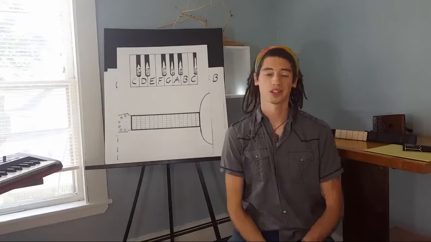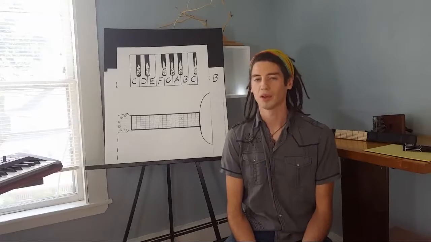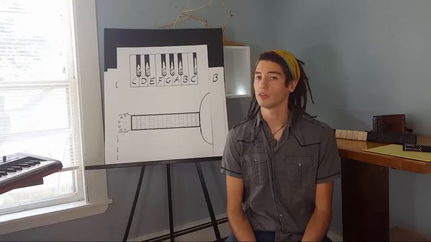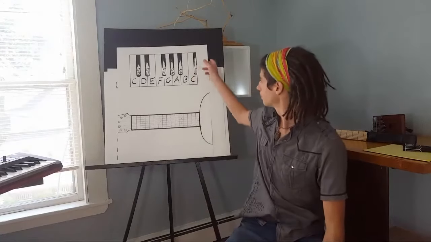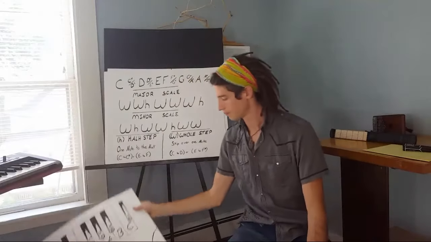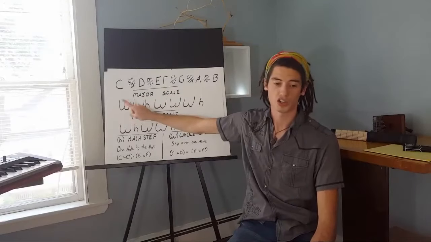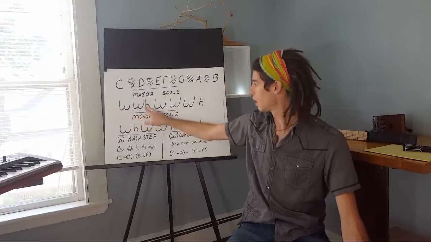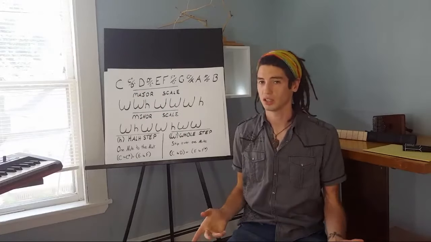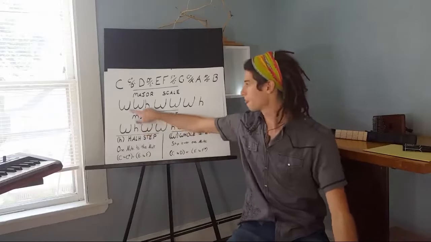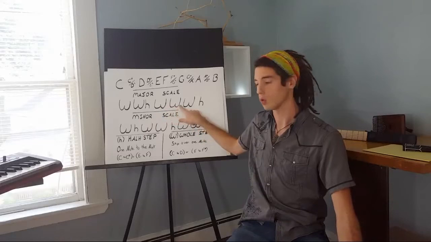So, what do we actually care about half step and whole step? What we care about is that it's one of the ways that we figure out how to do a major scale. Here we see our major scale. Our W stands for whole, our H stands for half. So in order to make any major scale, we can follow this formula. Whole step, whole step, half step, whole step, whole step, whole step, half step.